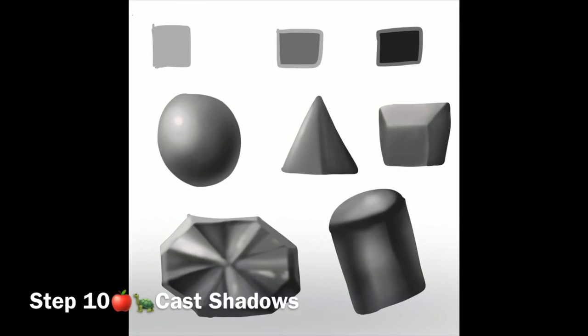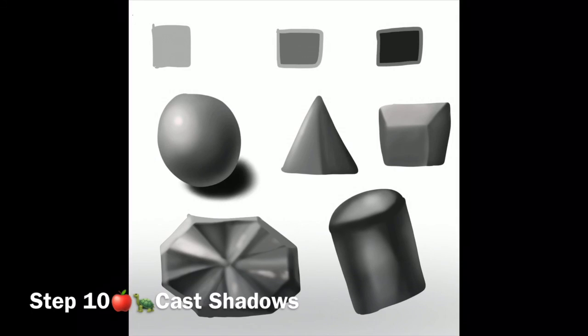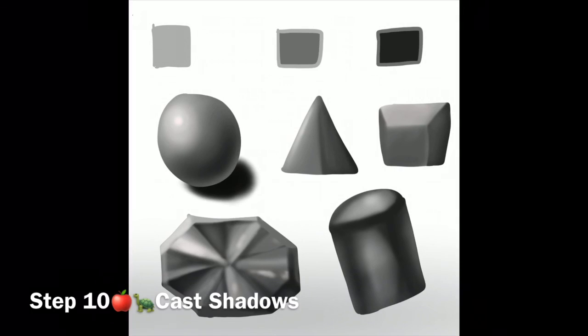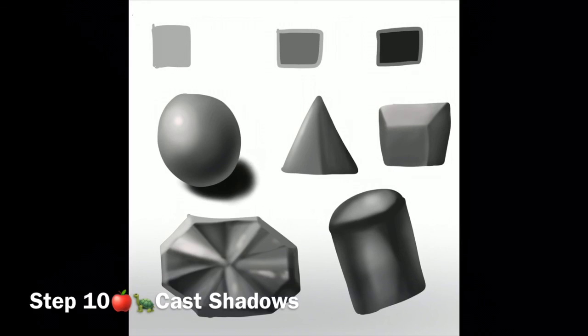Step 10, we're going to unselect the layer that we just did and create a new layer underneath for the shadows. For the cast shadows, I like to use a dark gray that is a little darker than the darkest gray that's already been used.